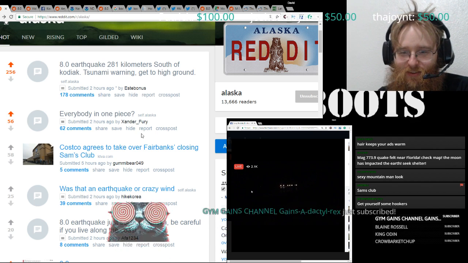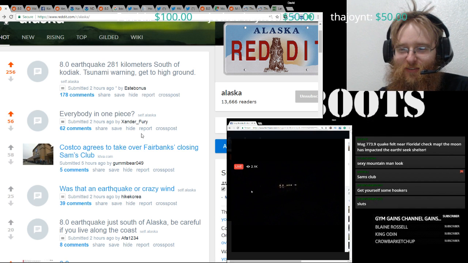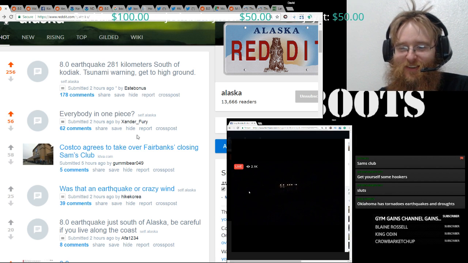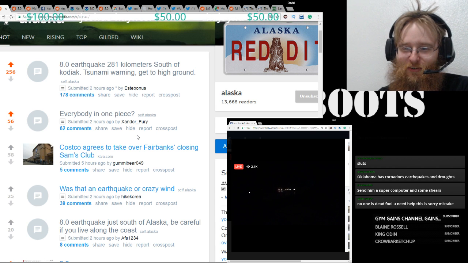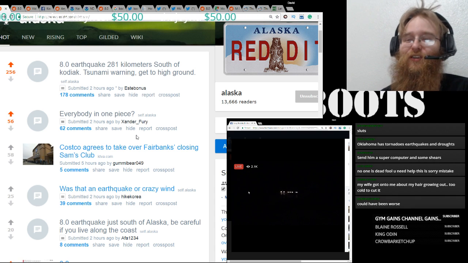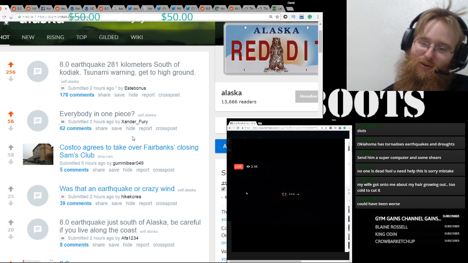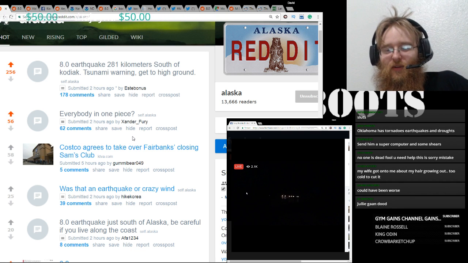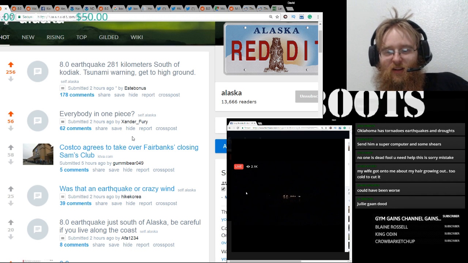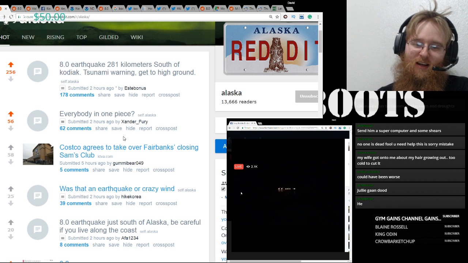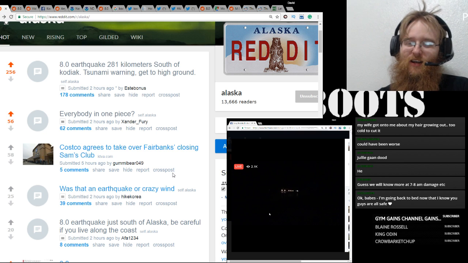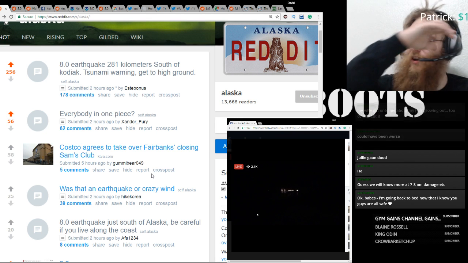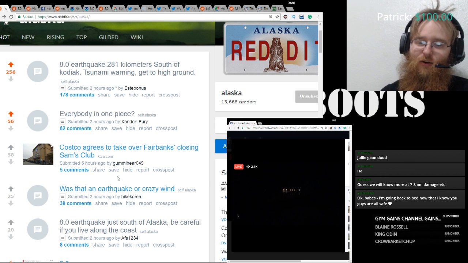Magnitude 7.9. Quake felt near Florida. Check map. Let's see here. Oklahoma has tornadoes, earthquakes, and droughts. Yeah, the earthquakes are a new one for you in Oklahoma. I hope your structures are actually able to handle that. I hope that designing them for the winds helps design for the ground moving too.